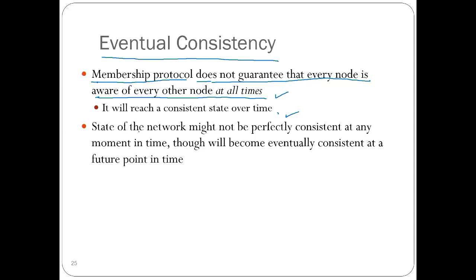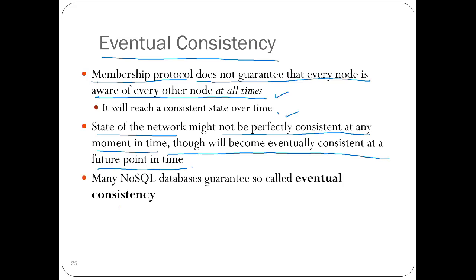Now, the state of the network might not be perfectly consistent at any moment in time, though it will become eventually consistent at a future point in time. Okay, and then let me see what I can do. Probably this would be the last point. Many NoSQL databases guarantee so-called eventual consistency.